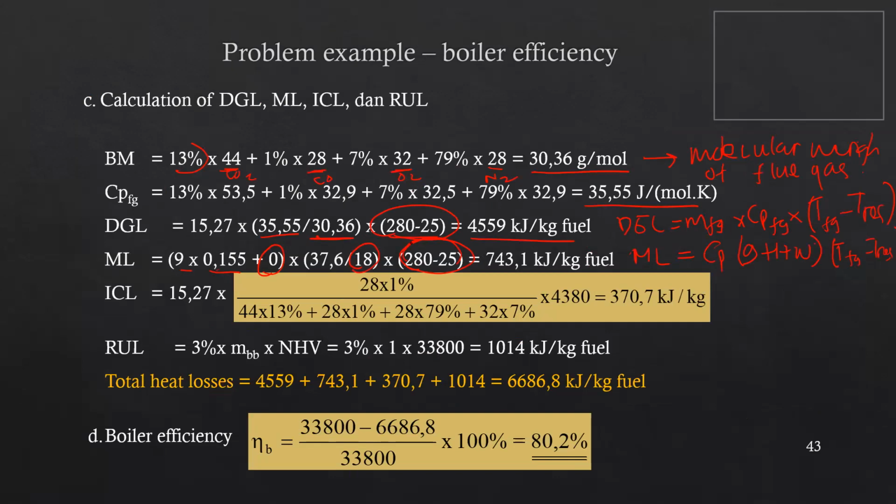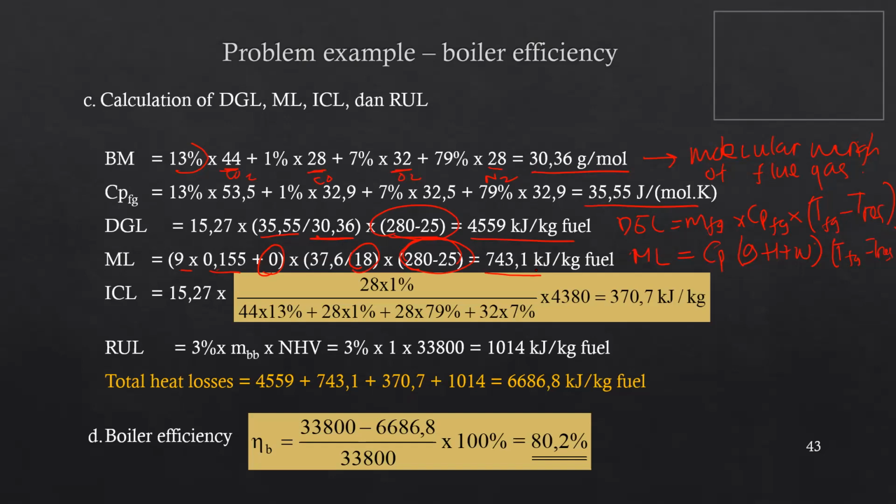Okay, so we will have the moisture losses of 743.1 kilojoule per kilogram fuel. Okay, next we go to the ICL, the incomplete combustion losses.